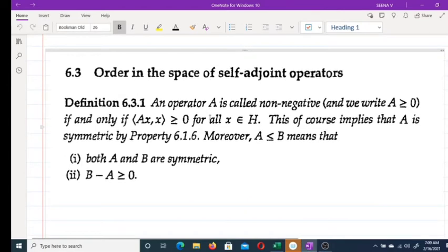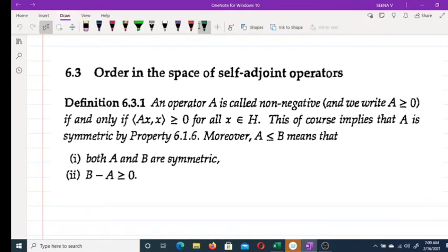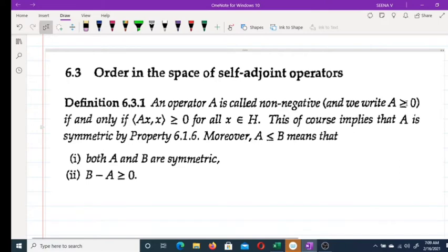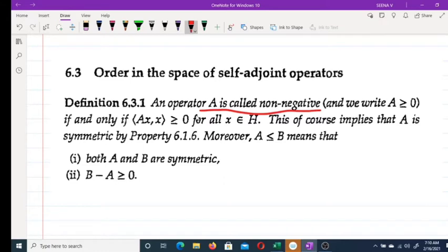Clear? So now moving to the definition: an operator A is called non-negative, and we write A greater than or equal to 0, if and only if inner product (Ax, x) is greater than or equal to 0 for all x belongs to H. Okay, so we are defining an order relation.